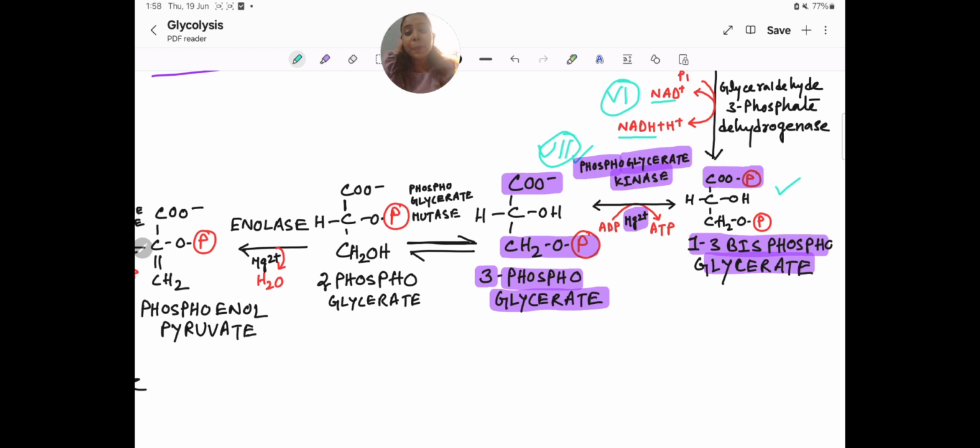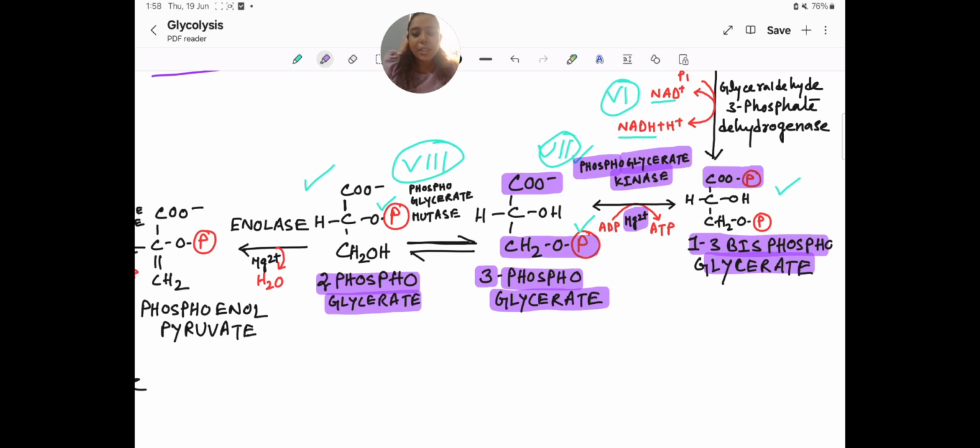Okay, in the 8th step, from 3-phosphoglycerate, we only change the position of the phosphate group from 3 to 2. See this structure. Everything is the same as 3-phosphoglycerate, only this phosphate group is moved to its second carbon, from the third carbon to the second carbon. That is why this compound is named 2-phosphoglycerate. From 3-phosphoglycerate to 2-phosphoglycerate, that is also an isomerism.